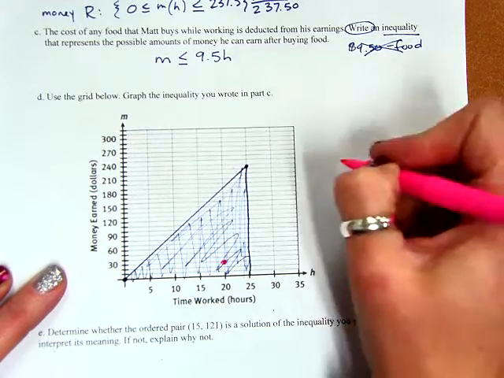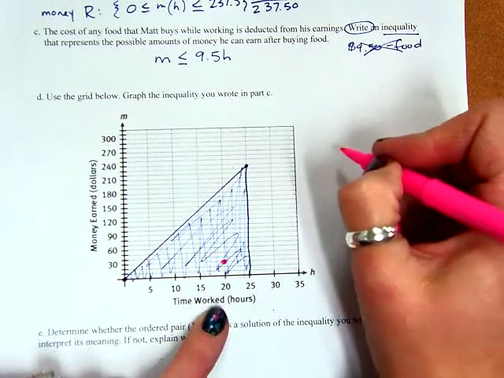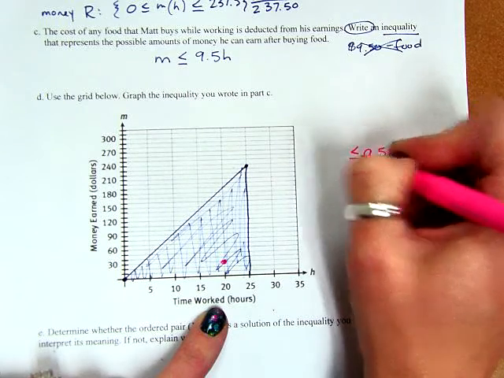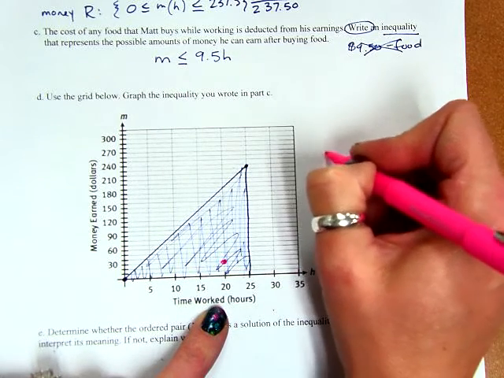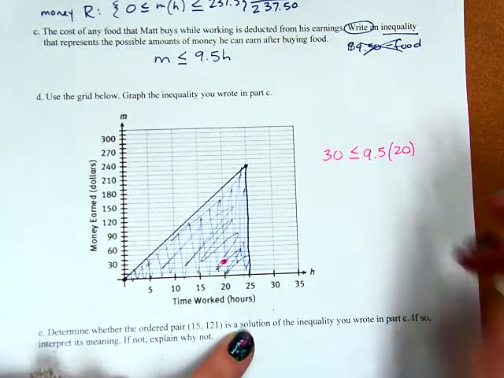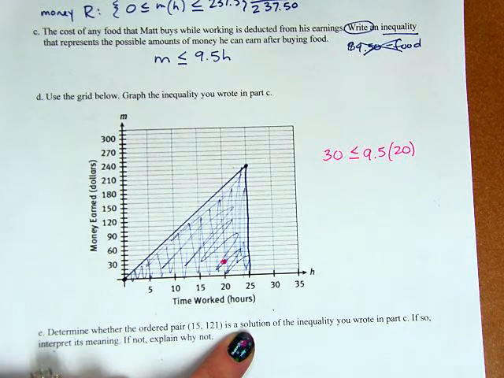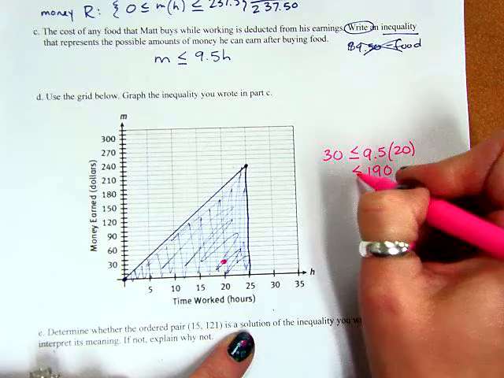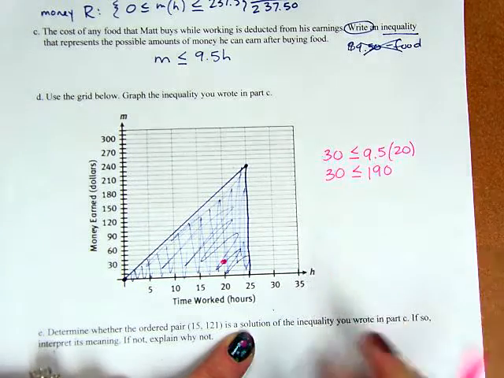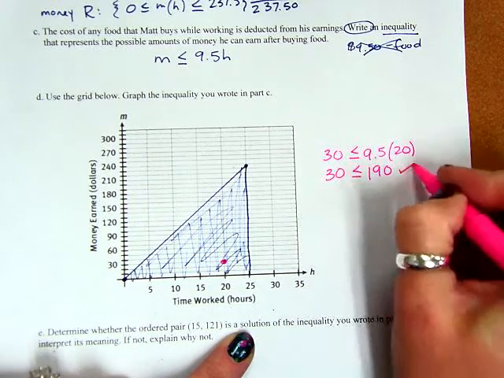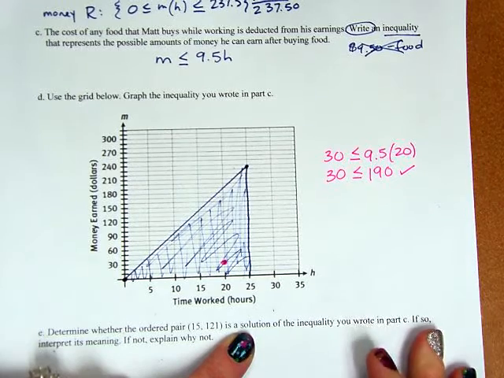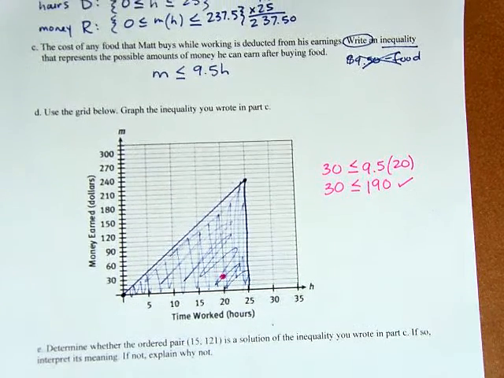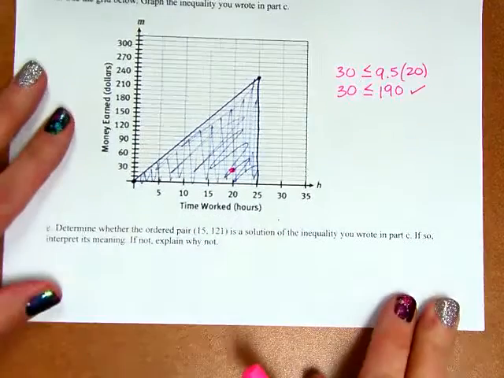20, 30. So I'm going to put that into my equation. So 20 is the amount of hours worked, and it should be greater than, right, 30. So let's put that in the calculator. 9.5 times 20 is 190. And that is greater than or equal to 30. So 30 is less than or equal to 190, so it's true. So that point is a solution of this inequality. Okay. All right, now we'll move on.